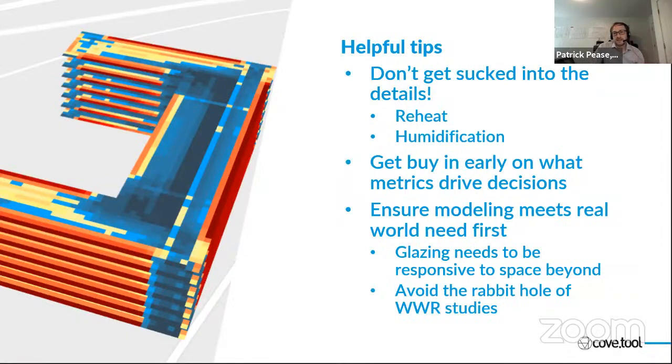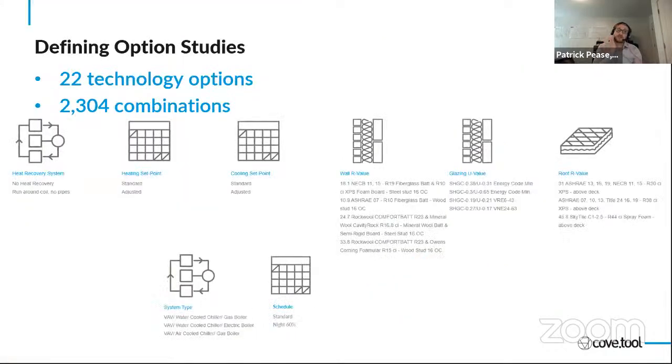So now that I've picked a massing and a rotation, we're going to look at a bunch more options, some technology options. Here I have 22 different technology options that we're going to look at, and these cover the envelope. We're going to look at some wall values, glazing U-values, and shading coefficients. The roof value: will a better roof help us?